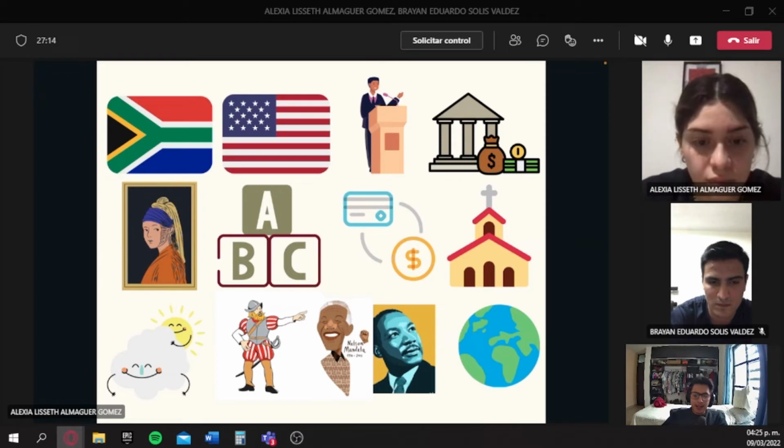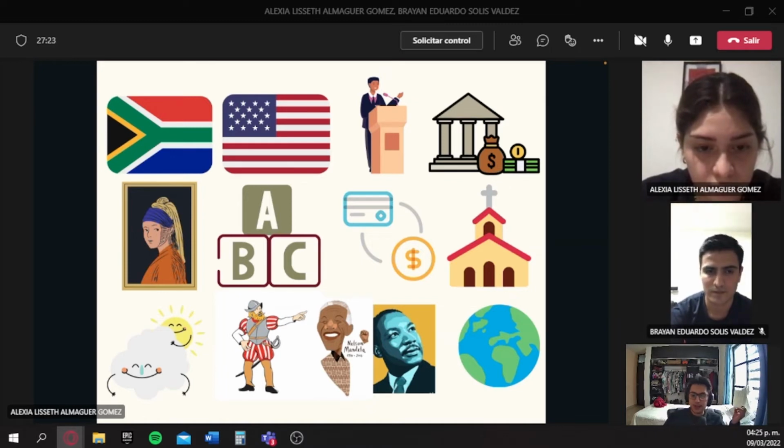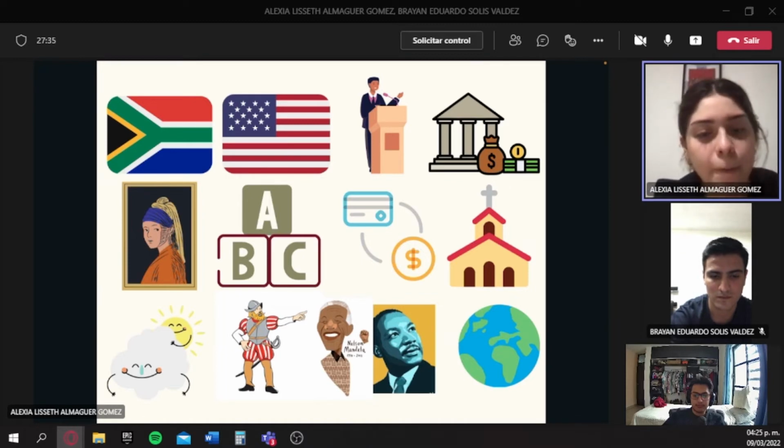And let's move on to the next image, that is this card and this money, which means trade. How is the trade, the international relations in these countries? So let's start with USA. The United States is the world's largest importer and second largest exporter of goods, as well as the largest importer and exporter of commercial services.